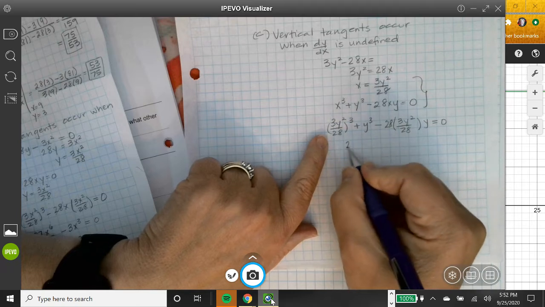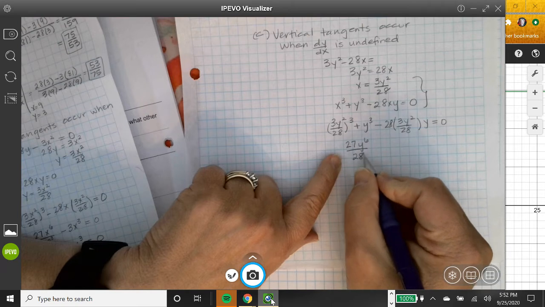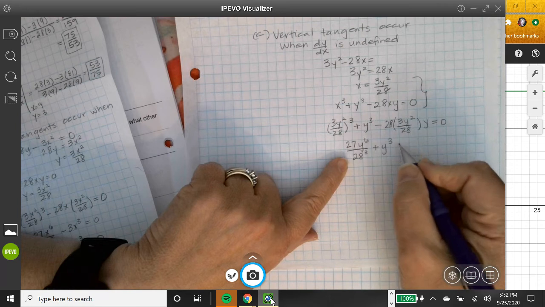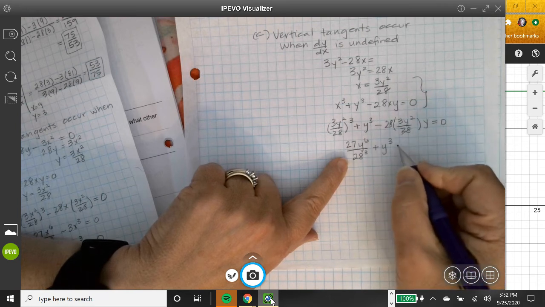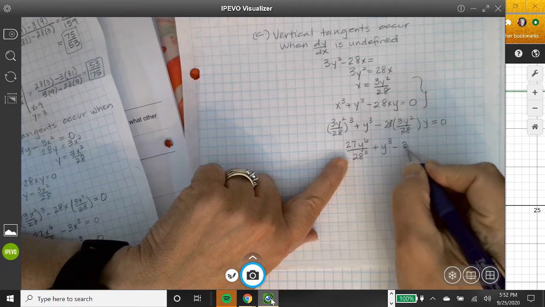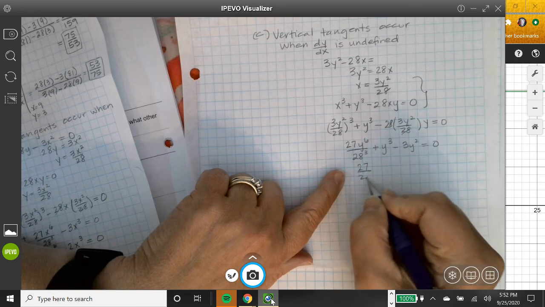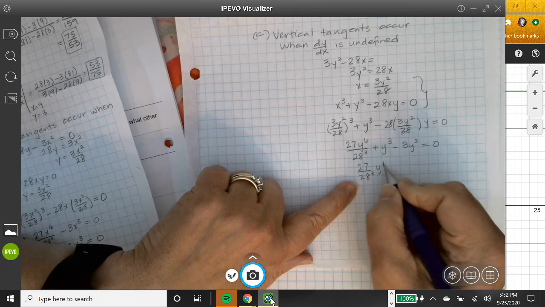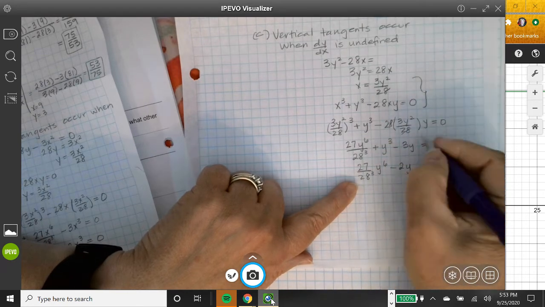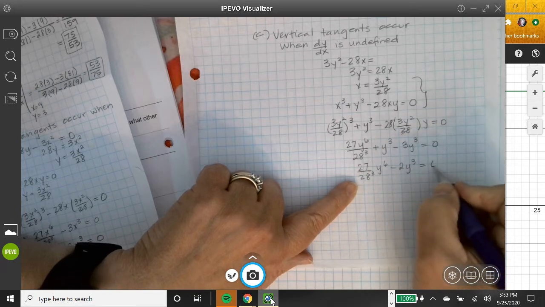Okay, so let's simplify this expression. 3 cubed is 27, y squared cubed is y to the 6, over 28 cubed, I'll just leave it as 28 cubed, plus y cubed. And these 28s cancel, and I get minus 3y cubed equals 0. So I get 27 over 28 cubed, y to the 6th, minus 2y cubed, because 1y cubed minus 3y cubed is negative 2y cubed.